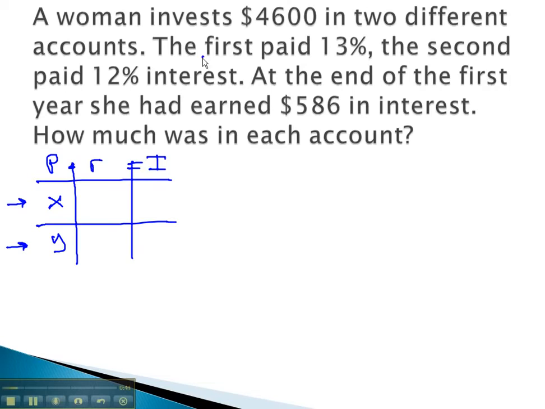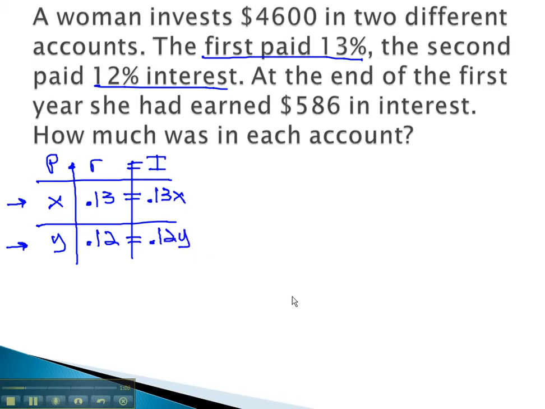So let's just call the accounts X and Y. We are told that the first interest rate is 13%. As a decimal, that's 0.13. The second interest rate is 12%. As a decimal, that's 0.12. To calculate the interest, we multiply the principal times the rate, giving us 0.13x and 0.12y.